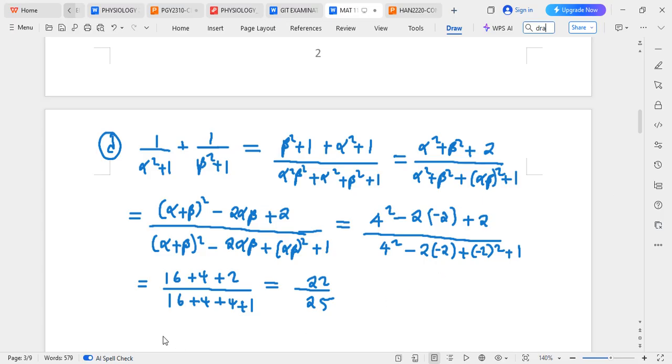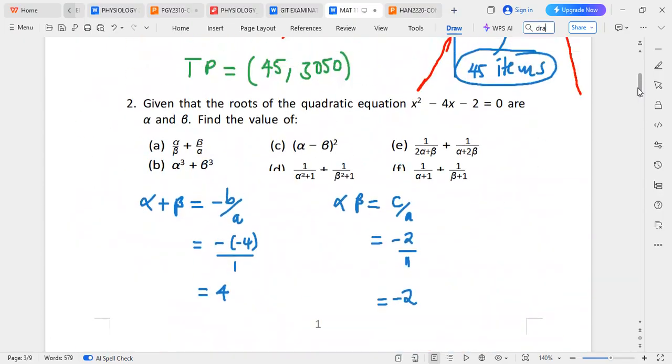Is there anyone that is left out? Okay. So that is how that one goes. Is there another one here?